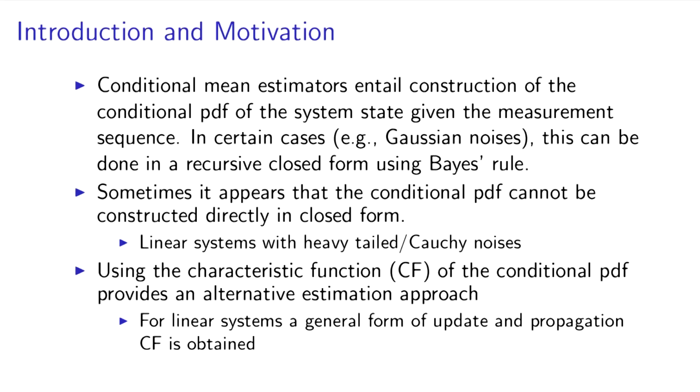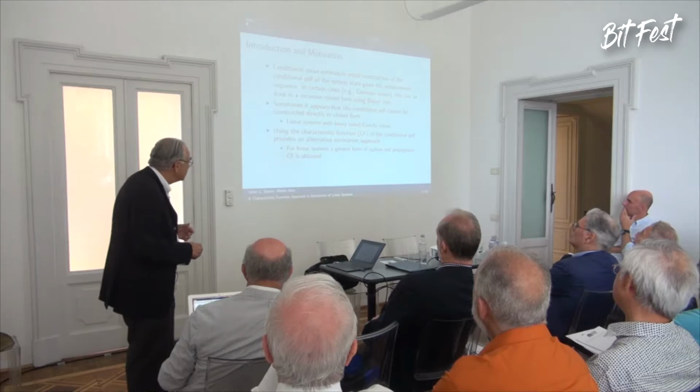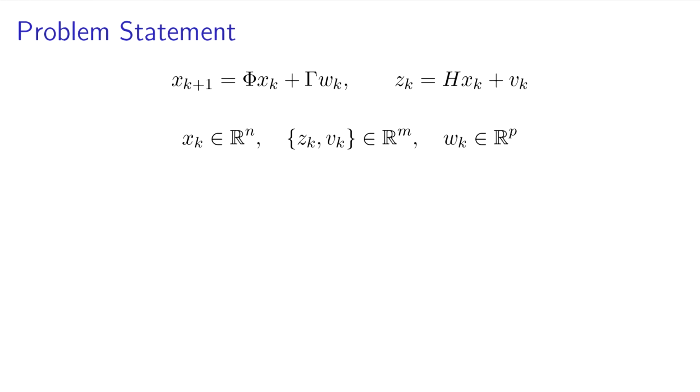So what we're going to talk about is a general form of the update and propagation of the characteristic function which we've obtained. The basic notion is that we're going to do it for a very general linear type system, which is this dynamical system here, discrete, everything here is in discrete time. The state X can be n-dimensional. Phi and gamma and H for the measurements here can be time varying as well, but I didn't want to confuse the notation by putting more K subscripts on it.